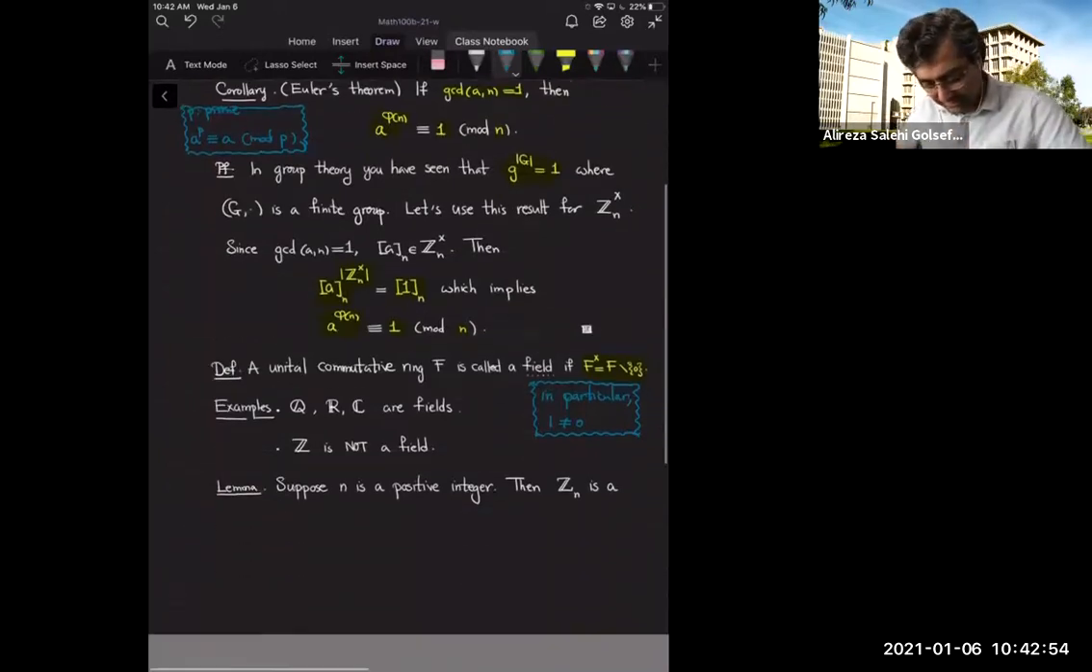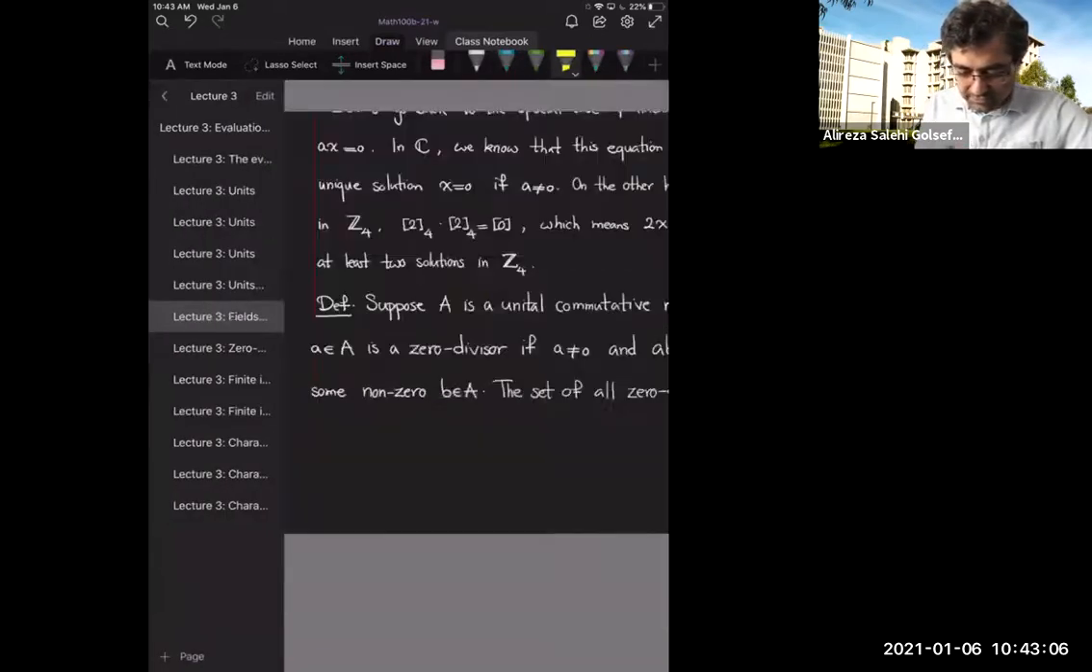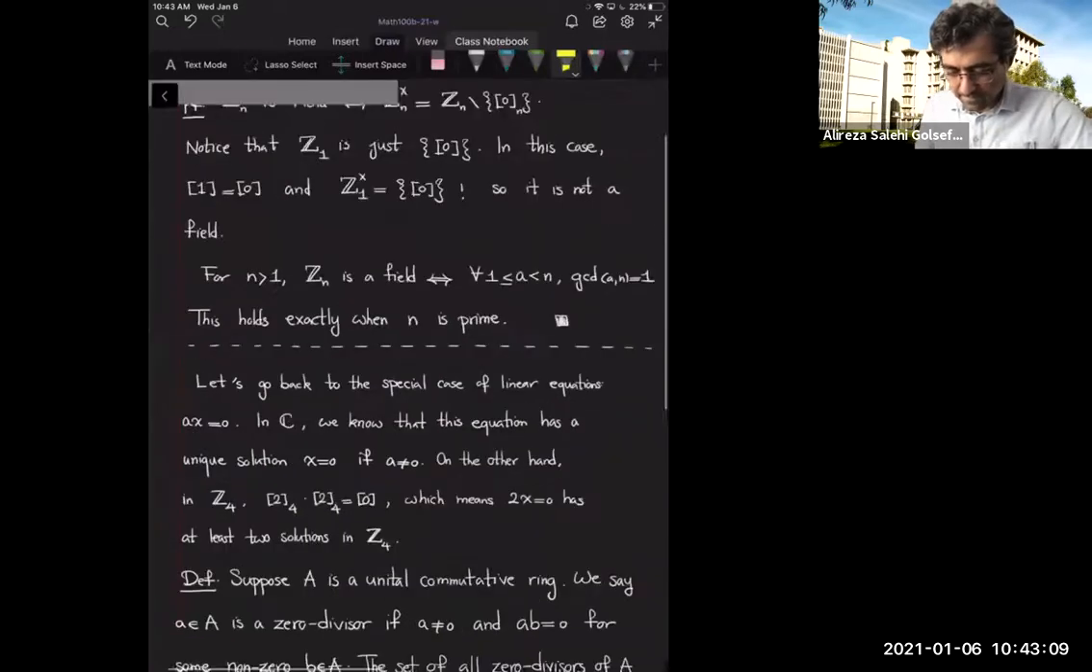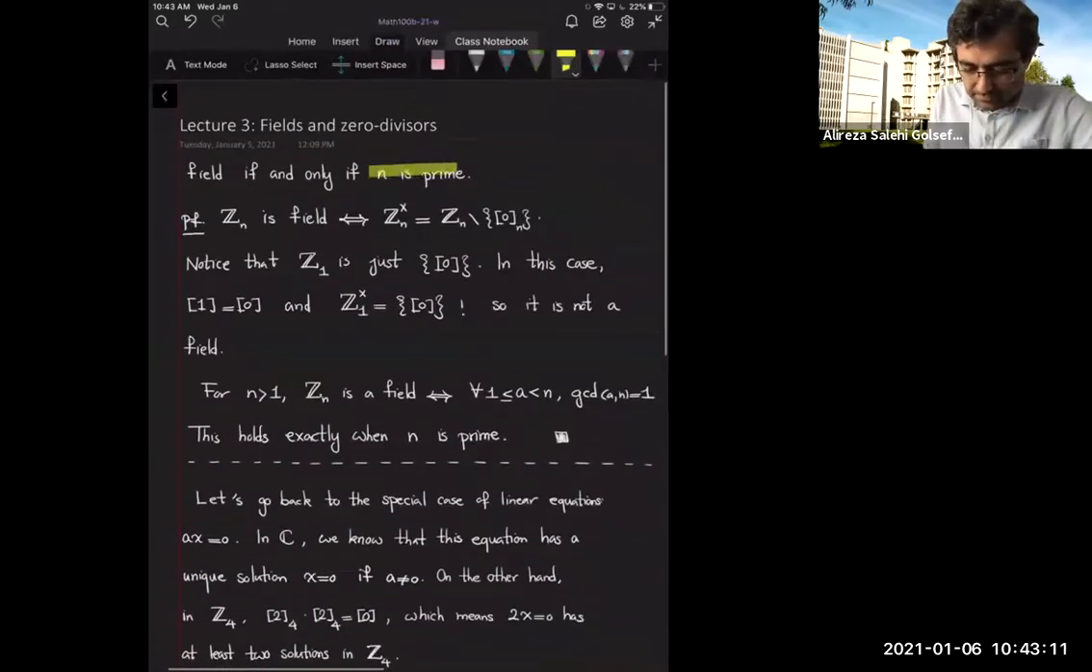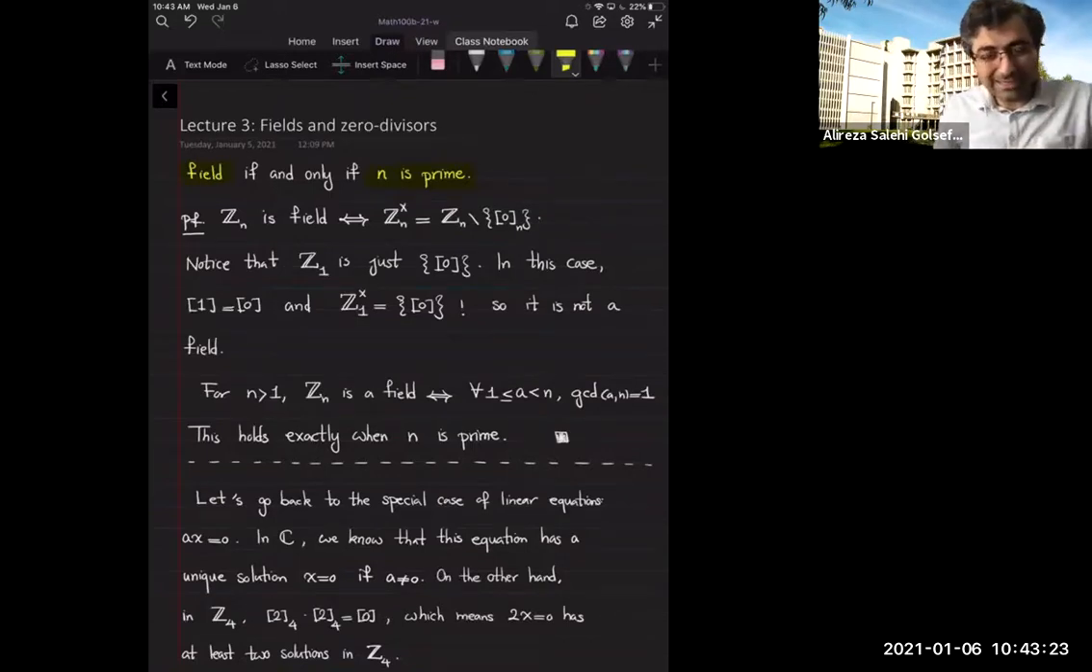So let's write it down and summarize it. For a positive integer n, Z sub n is a field if and only if n is a prime number. The only subtle thing that I have to add is that we have to exclude n equals 1. Because this is a field, it should not be the trivial ring.